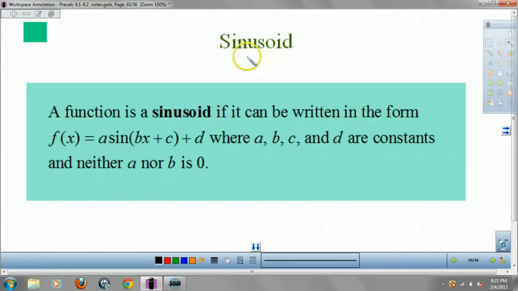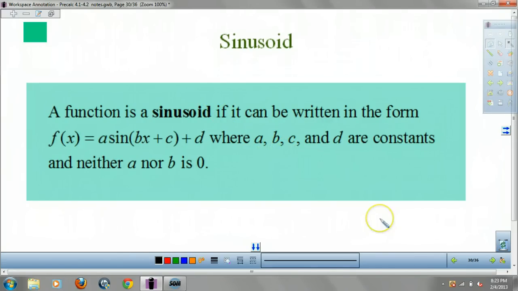A sinusoid can be written in the form of f of x equals a times sine of b times x plus c, plus d, where a, b, c are constants and neither a nor b is zero.